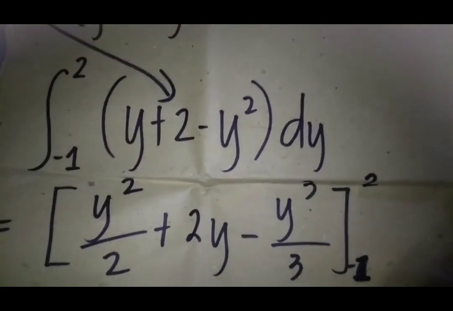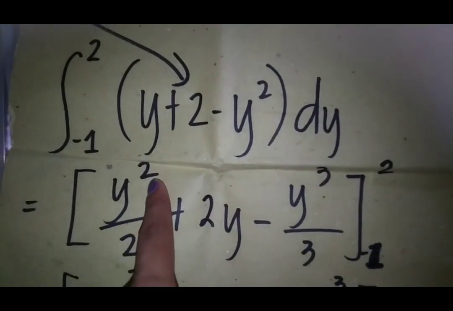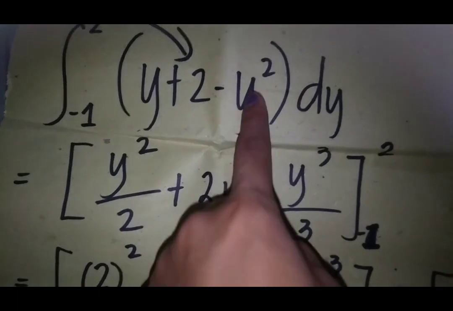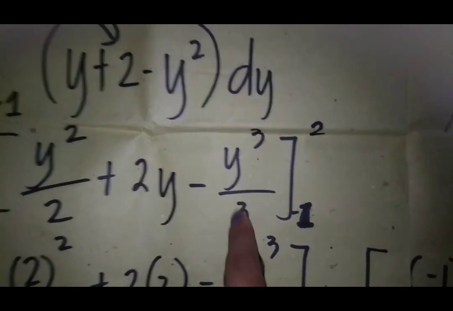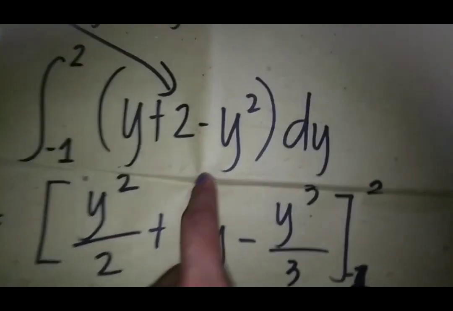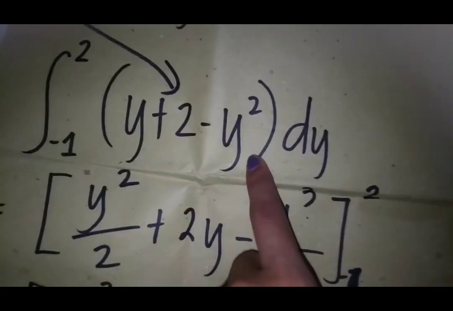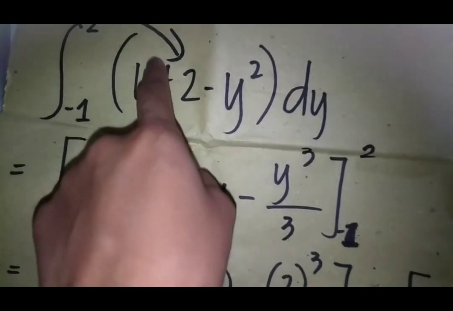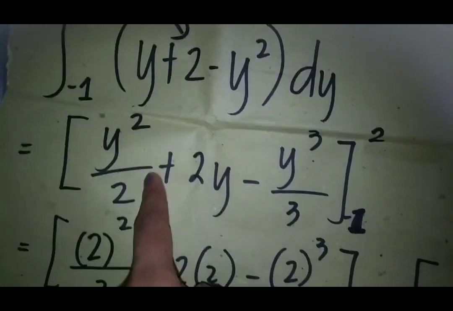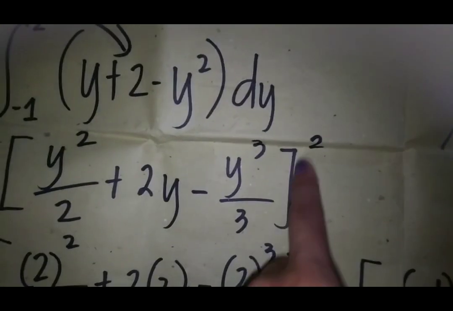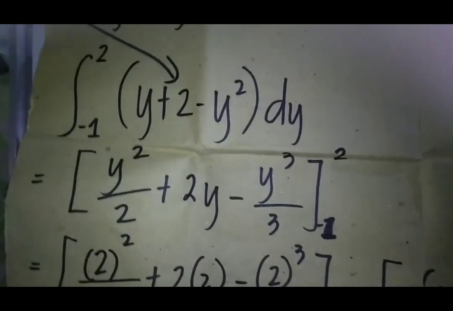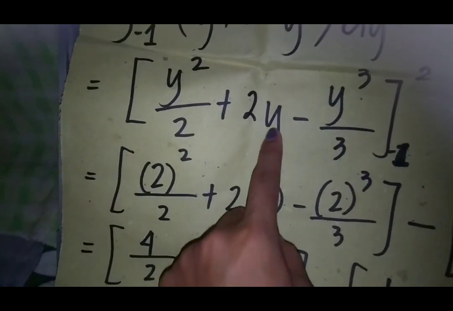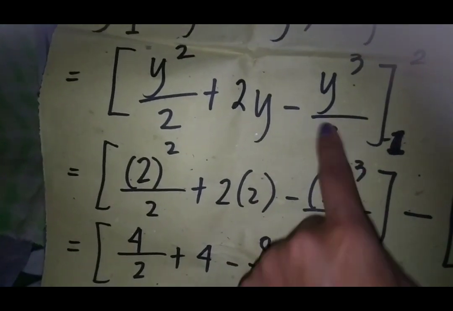Then we can integrate this one, the y plus 2 minus y squared. So we have y squared over 2, plus 2y, since our variable is y, then y squared will be y cubed over 3. We will use the power rule of integration, so we add 1 to the exponent: 2 plus 1 is equal to 3, then divided by 2 plus 1, which is 3. Then y to the 1, the imaginary exponent: 1 plus 1 is 2, divided by 1 plus 1, which is 2. Then we integrate from negative 1 to 2 and substitute the values of our y. So our y is 2: 2 squared over 2 plus 2 times 2, minus 2 cubed over 3.